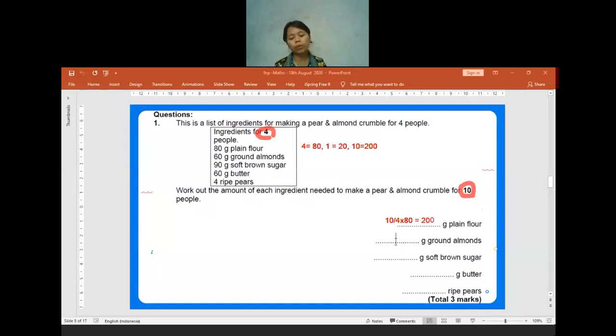How many almonds will be needed? How many grams of almond will be needed? If you are not confused, you can use any other way, any way that you like to use. 300. Is it 300? Are you sure?